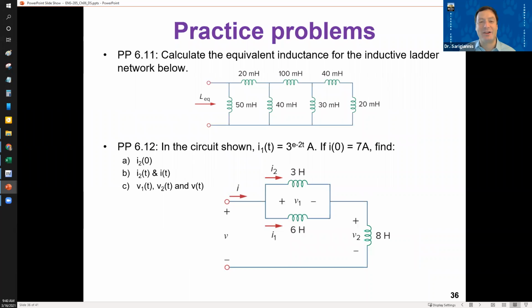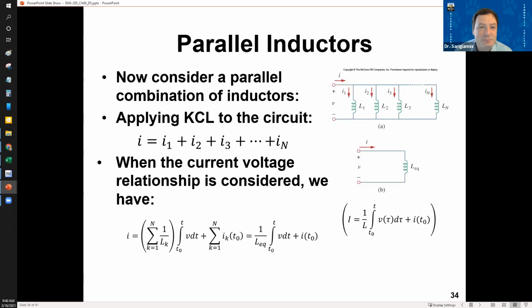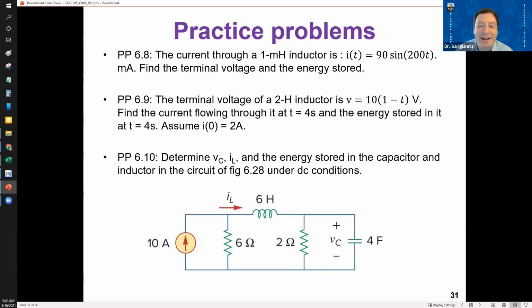All right, let's do some practice problems. I thought I had... What happened to 610? Hold on. Oh my God, 610 is back here. I never did 610. Well, let's do 610 first.